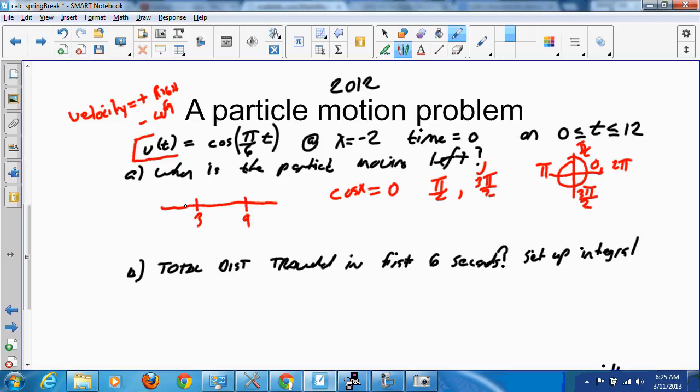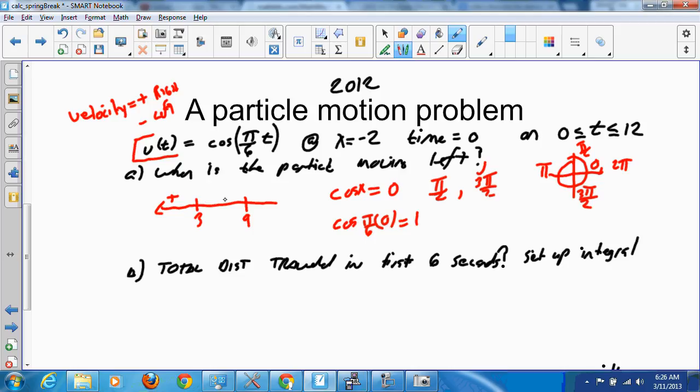So we just need to look at what's happening on these intervals. To the left of this, a good candidate would be, let's just go right to 0. What is the cosine of pi over 6 times 0? Well, that's the cosine of 0, which equals 1, which is clearly positive. So it's moving to the right on the interval from 0 to 3.